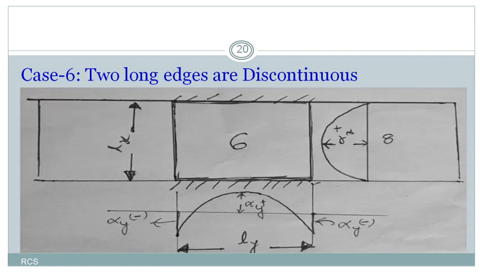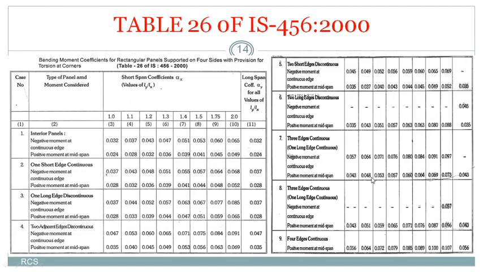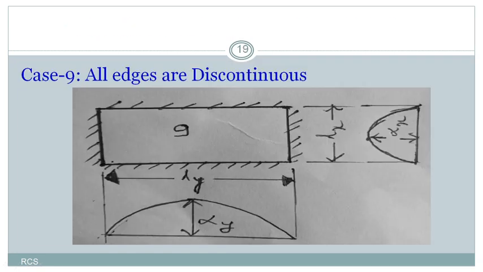Similarly, I will take one more peculiar case, that is, two long edges are discontinuous. If you see for this case, for the alpha x calculation we have only positive values. For alpha y we have two values, one positive value and the other a negative value. See, if we go back to our code here, the sixth condition, we have positive moment at the midspan and negative moments at discontinuous edges are not there. With respect to alpha x, and with respect to alpha y we have both the positive moment and the negative moment, positive y moment and negative y moment coefficients. So let us see those conditions here, how we arrived at those conditions.